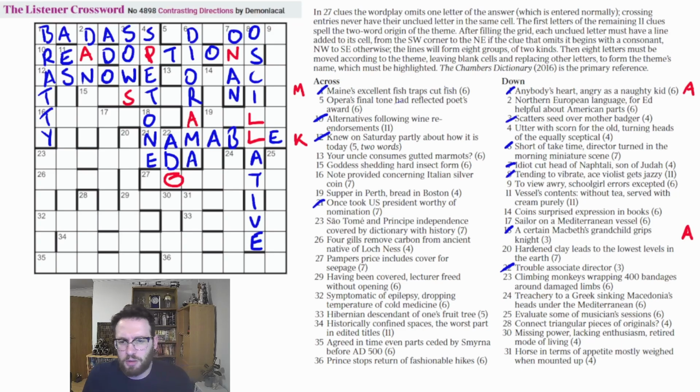I don't know. Okay, let's look at 9 down. To view awry, schoolgirl errors accepted. Right. To view awry. So is that an anagram of to view? But then definition schoolgirl errors accepted. I don't even know what schoolgirl is going to mean here. Or if it's the definition to view awry.